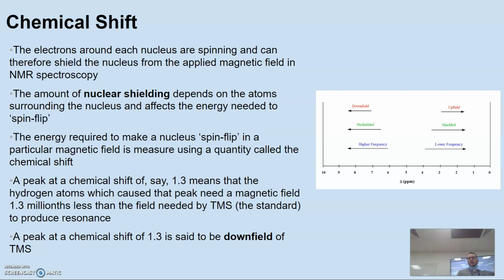Like with IR, notice how the horizontal axis of the graph goes backwards. Start at 0 on the right-hand side, and then it goes up. So, as we increase this way, we refer to it as downfield. Higher frequency, don't worry too much about de-shielding, right? Lower frequency is more shielded. Don't worry too much about shielding. Just think about it as downfield or upfield. Upfield, closer to 0, downfield, 10 or plus more.